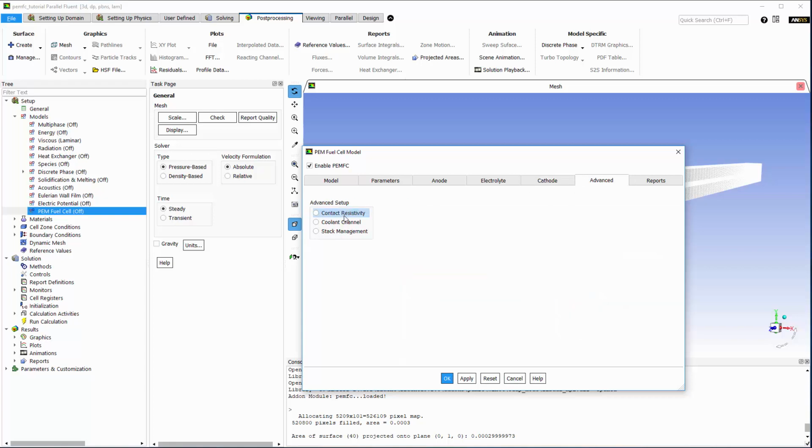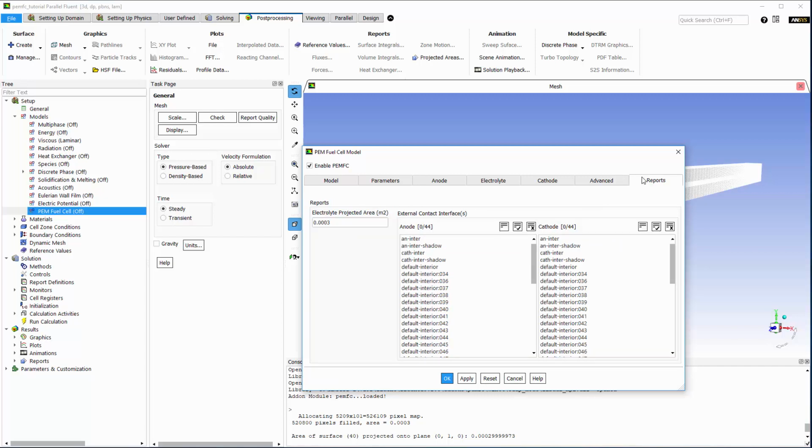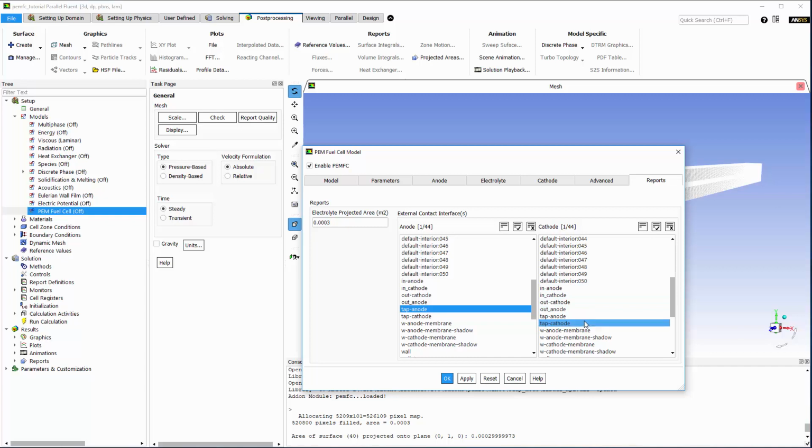In the Advanced tab, I can set the contact resistivity for each electrode. In the Reports tab, I will set the projected surface area for each electrode. The cell zones describing the electrolytic cell have been specified. Now I will set up the operating and boundary conditions.